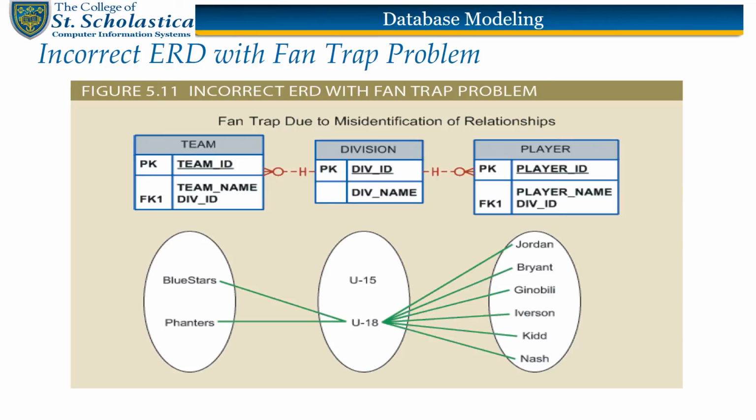Figure 5.11 also shows a sample instance relationship representation for the ERD in the bottom half. Note that the relationship lines for the division instance fan out to the team and player entity instances, thus the "fan trap" label.